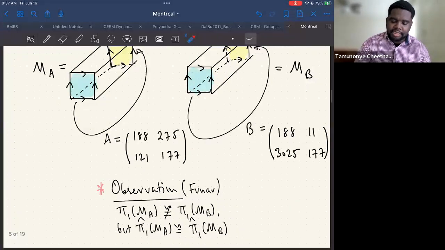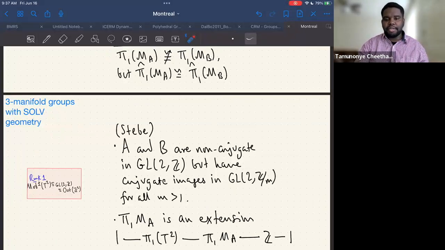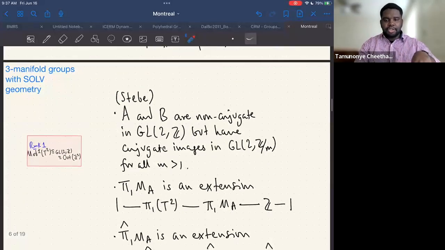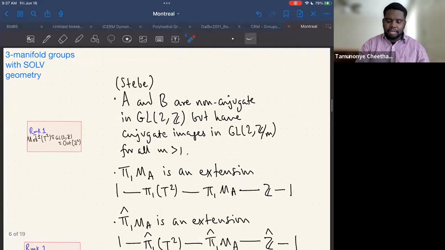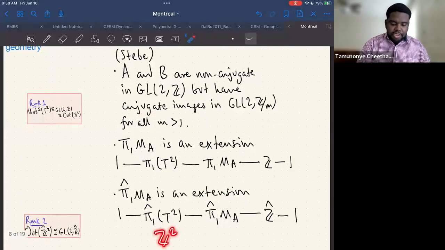They are non-conjugate in GL2, but they have conjugate images in GL2 Z mod M for all M bigger than 1. And so while the fundamental group is an extension of Z squared, so you have Z squared here, and you have Z on this side, Z squared rather. This is Z squared, please. Okay, and the profinite completion is going to be an extension as well. It's going to be an extension of, in this case, Z squared hat. Okay, and this is going to be a Z hat.